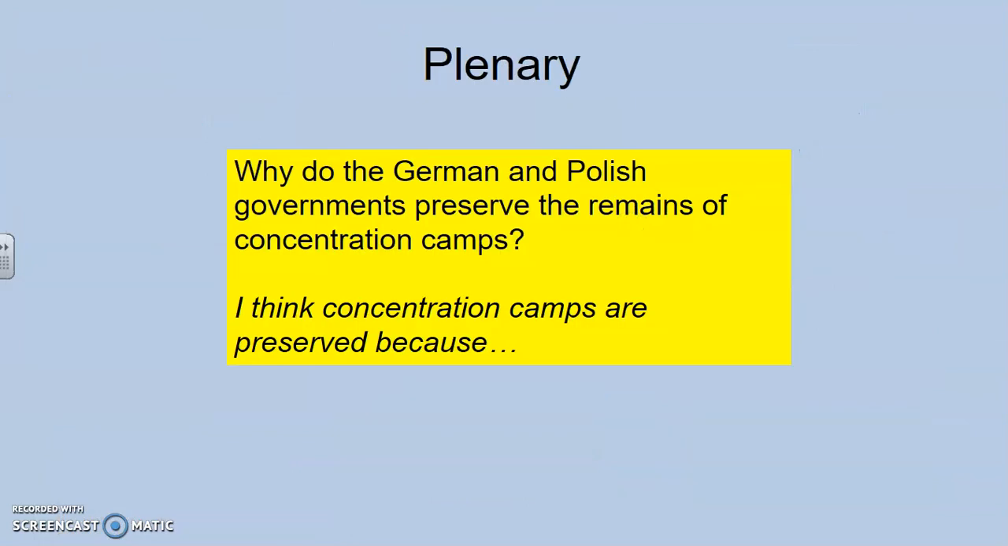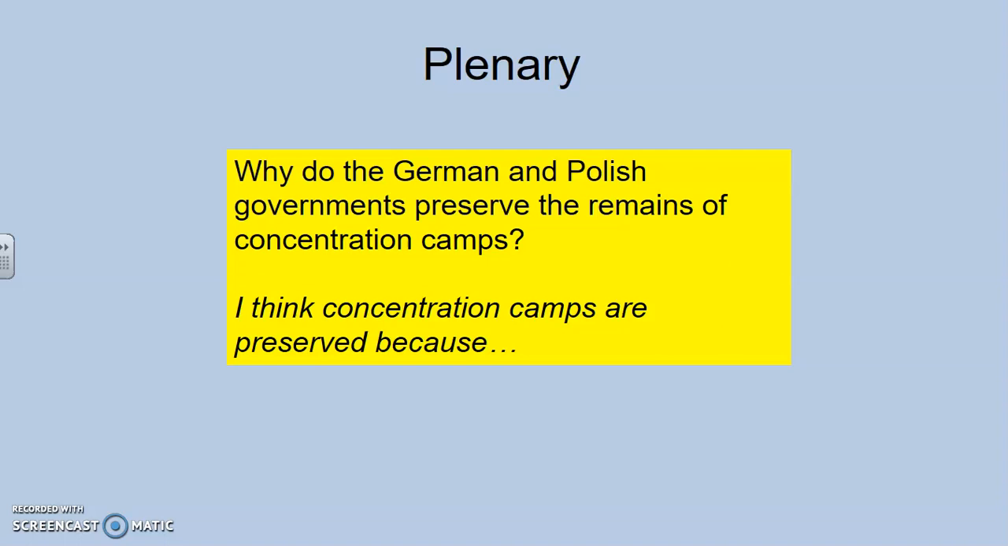Okay, to finish today, I want to consider this question. Why did the German and Polish governments preserve the remains of concentration camps? Tourists are able to visit concentration camps in Germany and Poland. They're very moving places and they are very popular in terms of visits from different tourists.